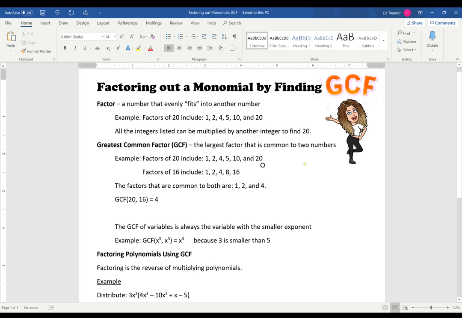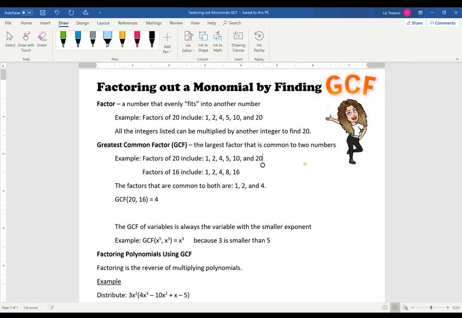Today we're going to be factoring, and specifically we're going to factor out a monomial from a larger polynomial, and we do this by finding the GCF. Okay, so let's start with some definitions first.